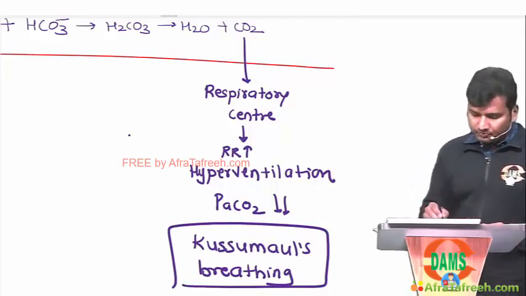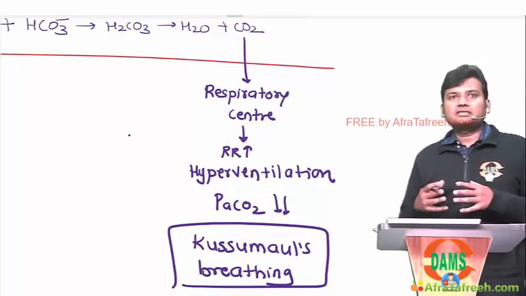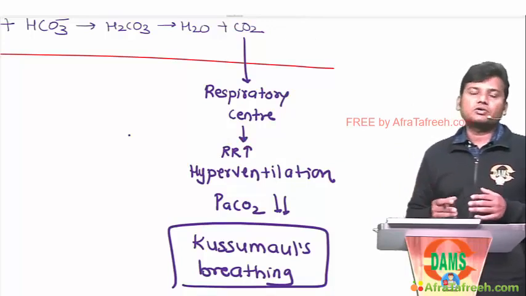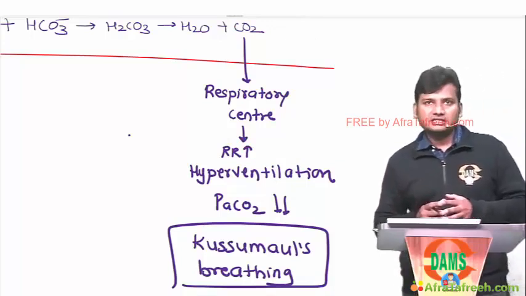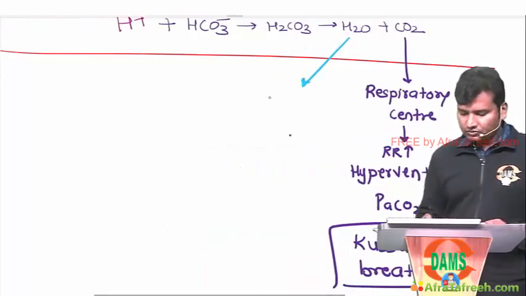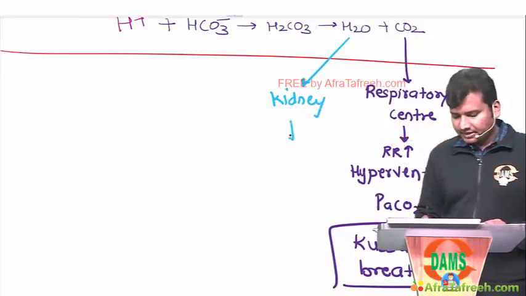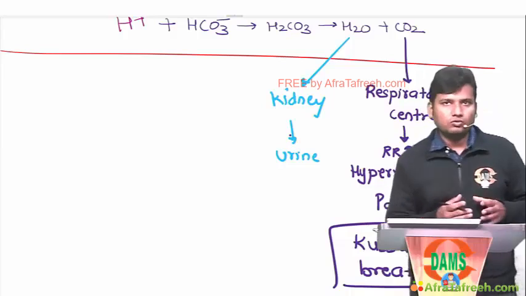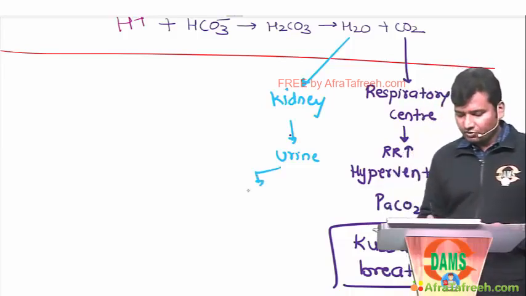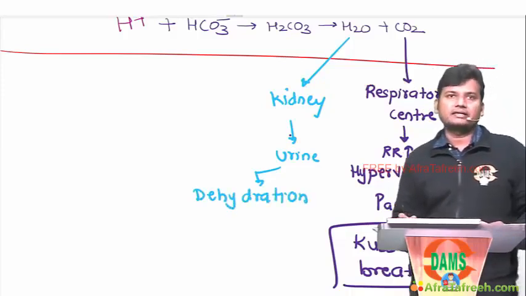Okay. Now, these water molecules are present in blood, and they will be utilized by kidneys for excretion of glucose. The water molecules will go towards the kidney. The kidney will excrete these water molecules for excretion of glucose, and the patient will suffer from dehydration.